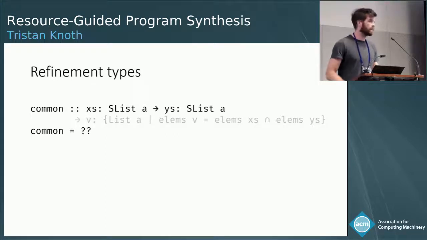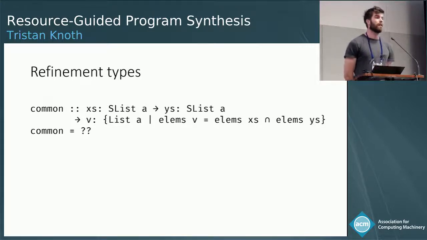We know that common is going to take in two sorted lists as input. So we've defined this slist type elsewhere, which is just the type of sorted lists. And then common is going to return a list, but we want to make sure that the elements in this output list are in the intersection of the two input lists.